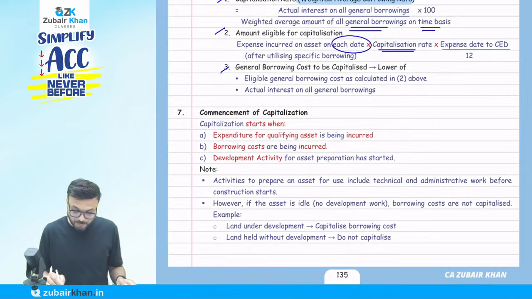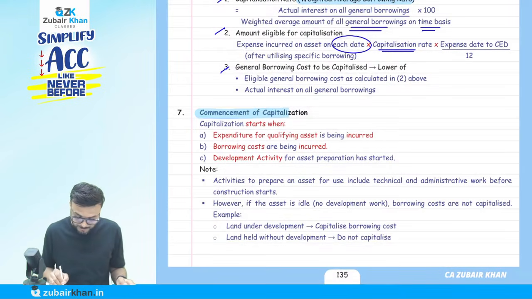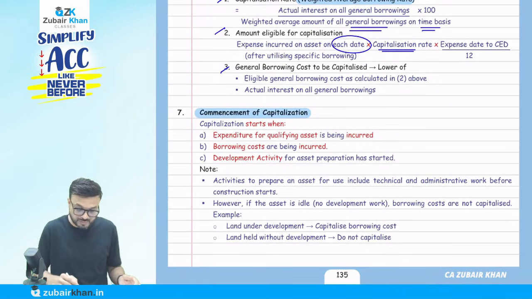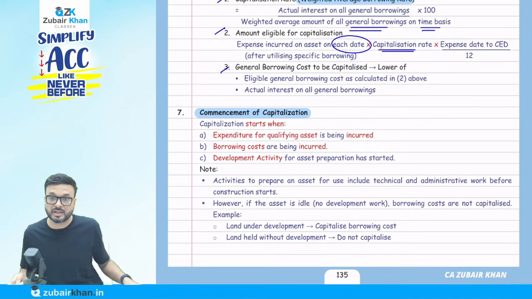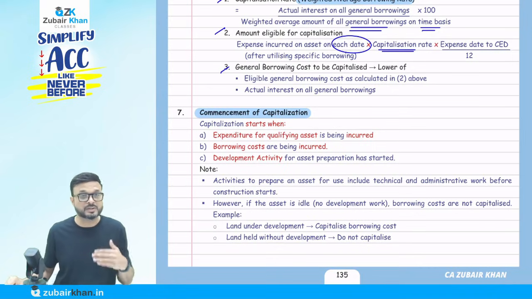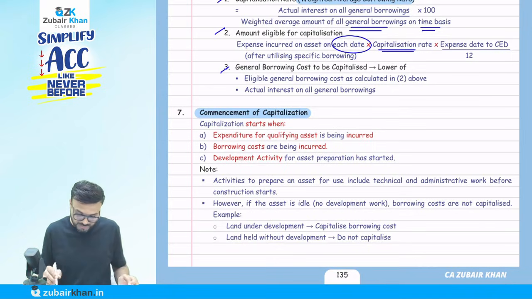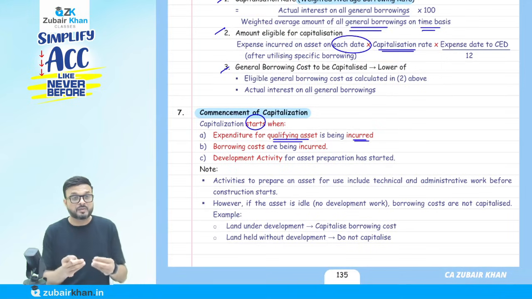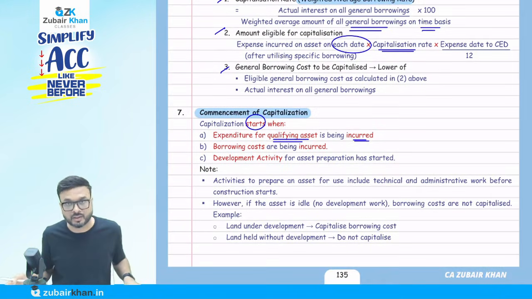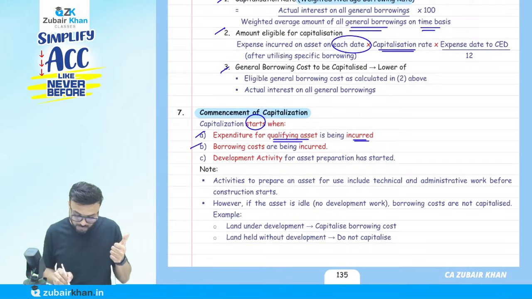Now, the next point is the commencement of capitalization. When should we start capitalizing? There are three conditions. If these three conditions are satisfied, then we have to start capitalization. What are those three conditions? The capitalization starts when the expenditure for the qualifying asset is being incurred. Obviously, you have started incurring expenses on the qualifying asset. Then borrowing costs are incurred.